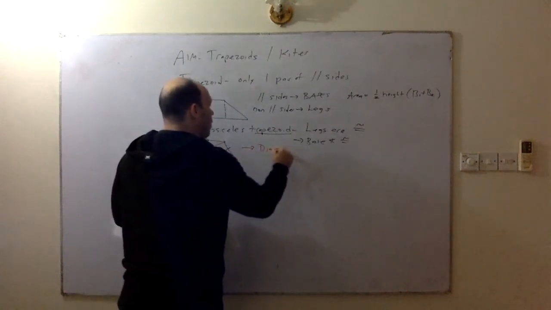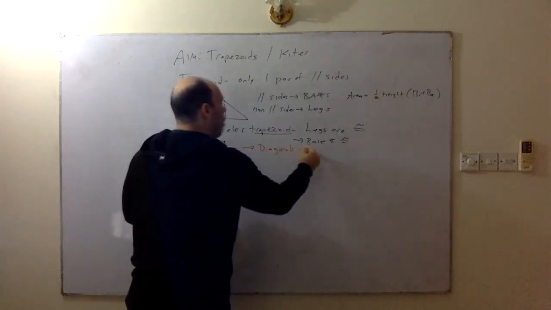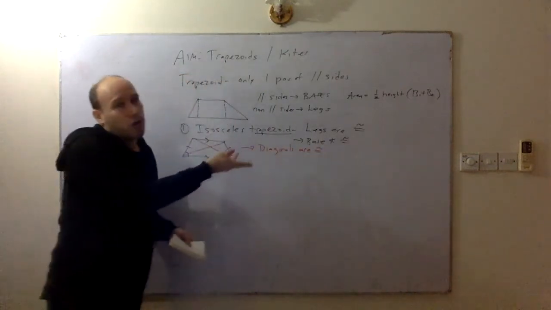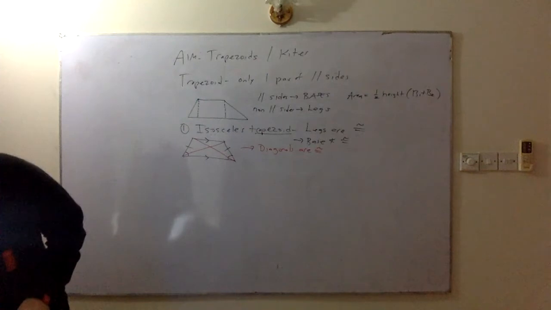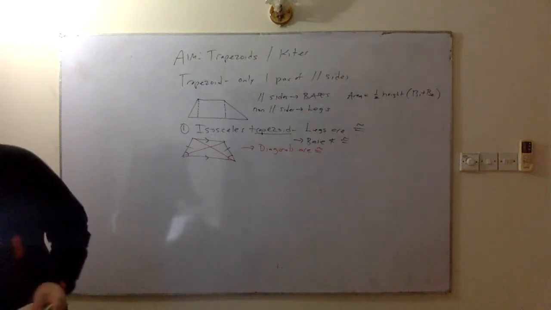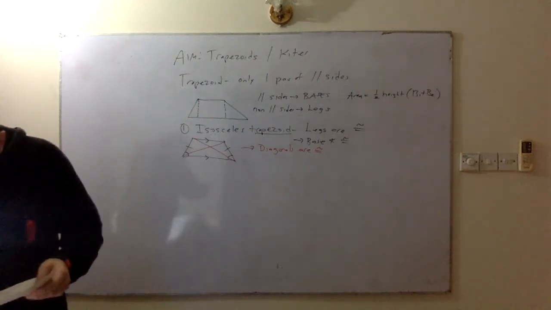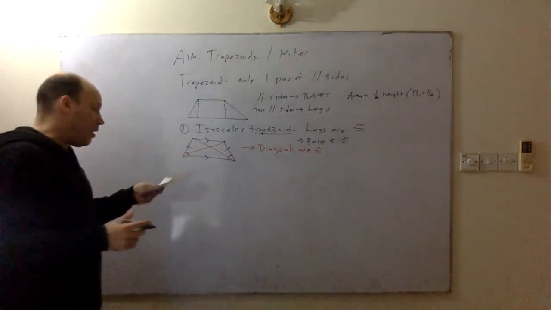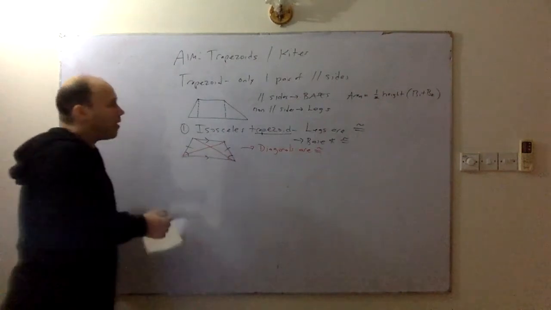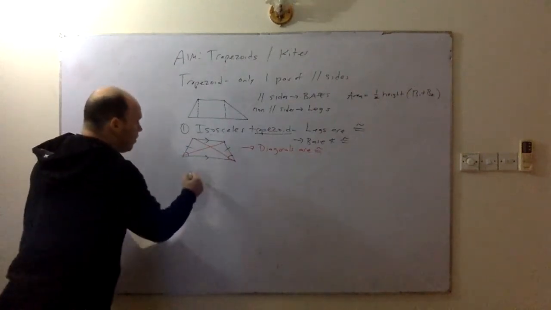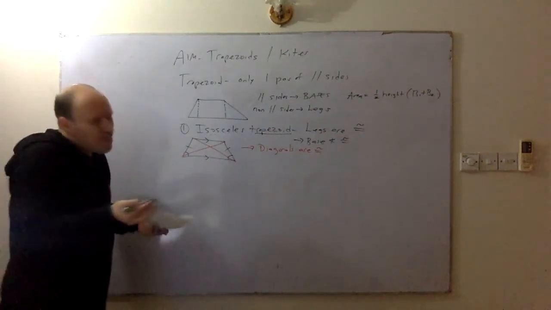The diagonals are congruent. You can prove this on your own, or it might be an exercise at the end of the unit. Then also you can look at the mid segment. That's another interesting thing, reviewing that last unit on mid segments.